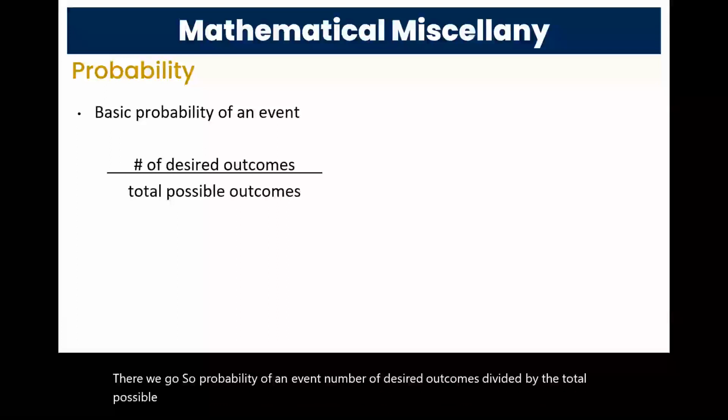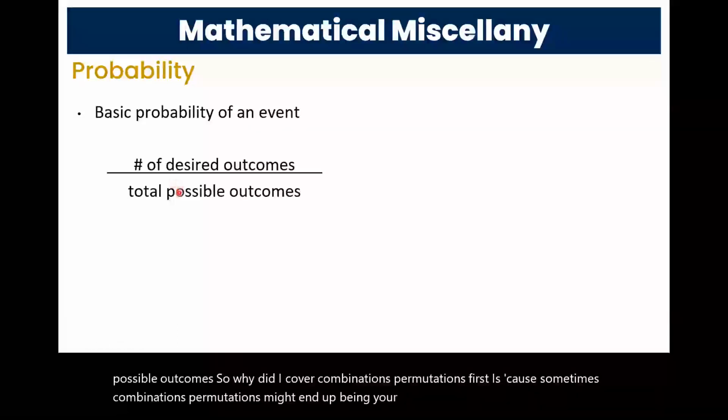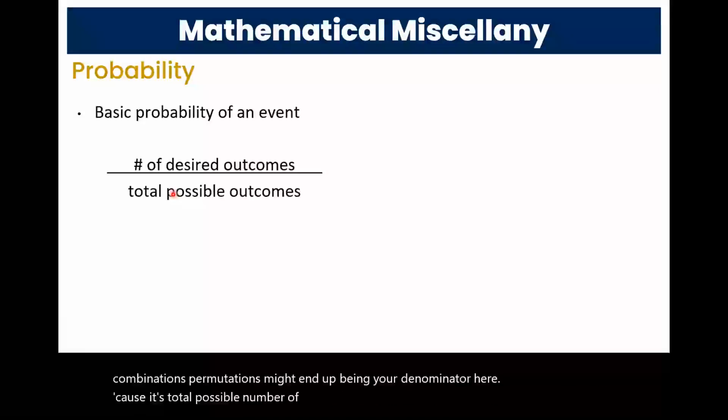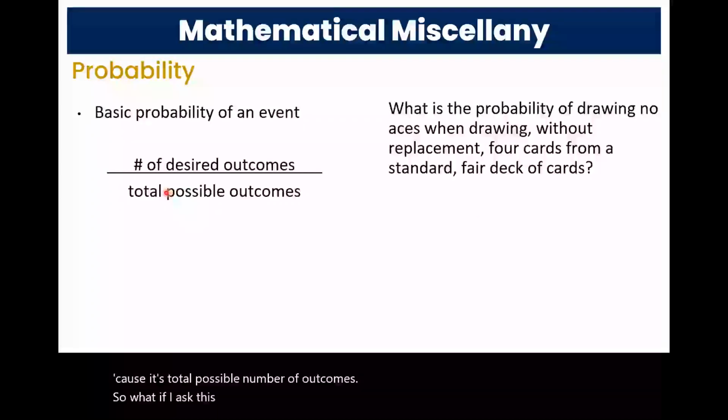So why did I cover combinations and permutations first? Because sometimes combinations or permutations might end up being your denominator here, because it's the total possible number of outcomes. So what if I ask this question? What is the probability of drawing 0 aces without replacement? And what does that without replacement mean?